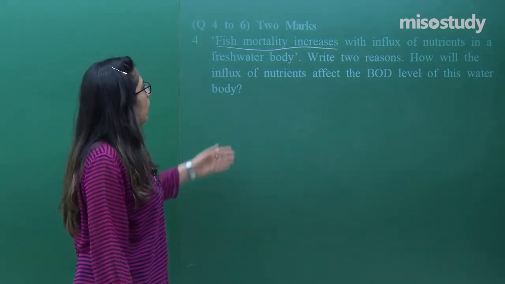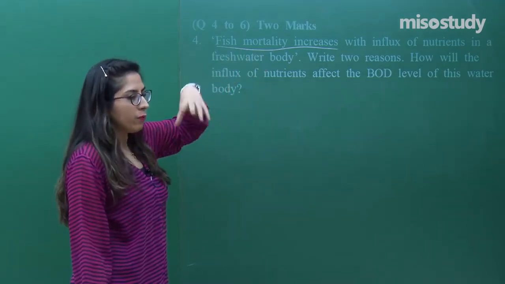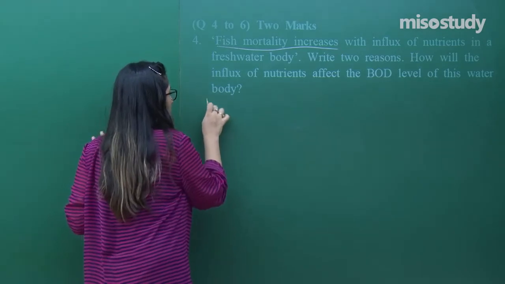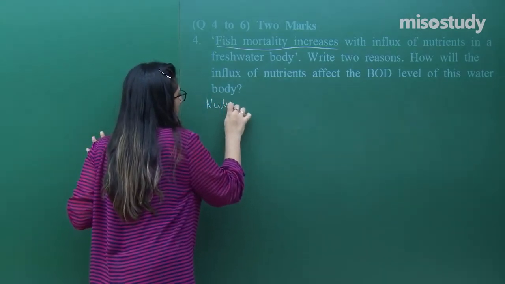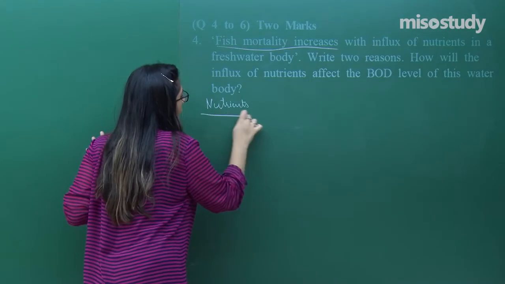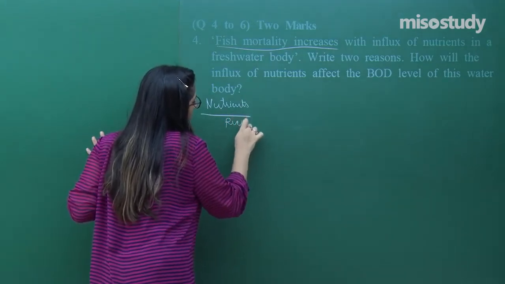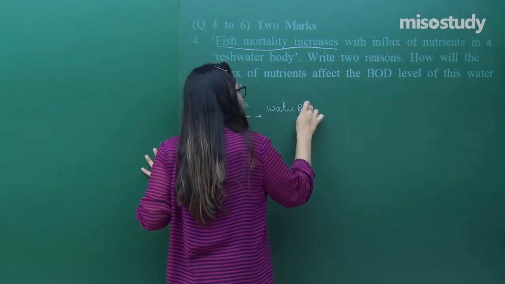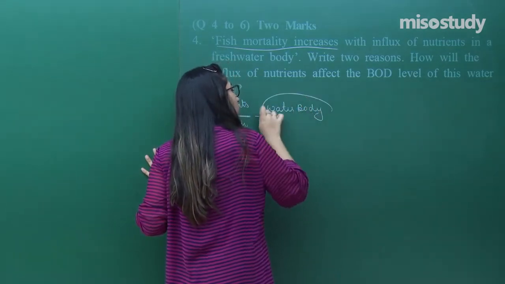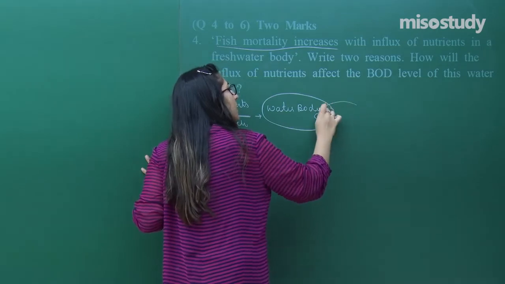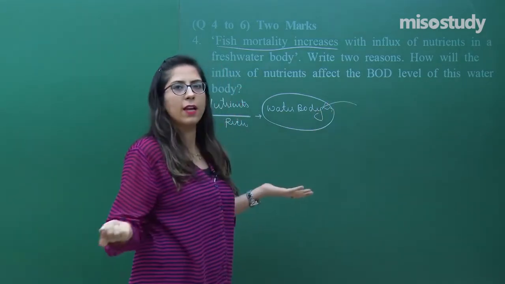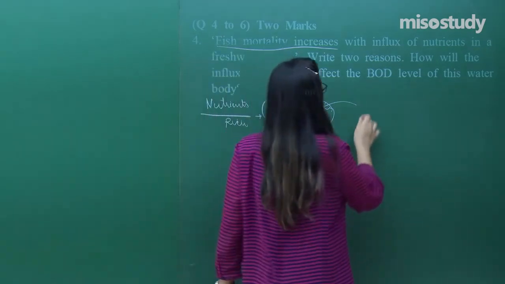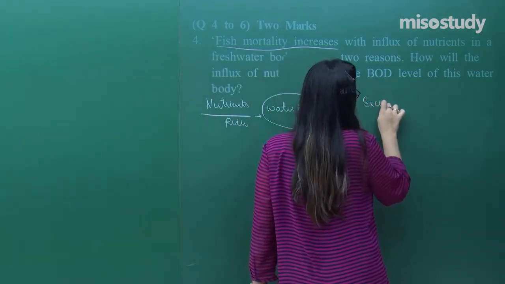Now they are talking about water bodies. In water bodies, so many nutrients are there. Just imagine a situation if nutrients are rich in the water body. Then there will be excess growth of microorganisms because they will try to feed on these nutrients. So, excess growth of microorganisms.